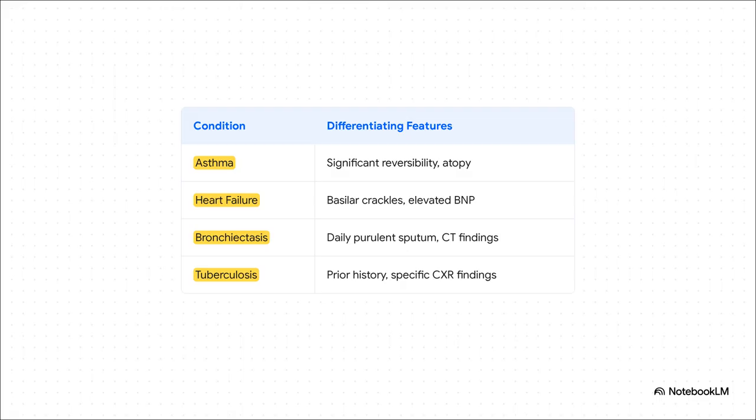For heart failure, for example, you want to listen for those crackles at the lung bases and maybe get a chest x-ray. For bronchiectasis, the big clue is that daily, nasty, purulent sputum. And for asthma, well, we already talked about it. It's all about that significant reversibility on their spirometry.